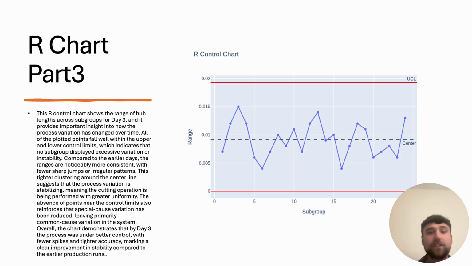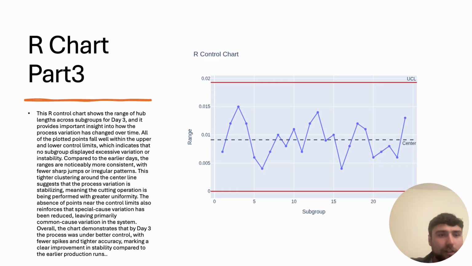So moving on from part 2, this is my R chart for part 3. The R control chart shows the range of hub lengths across subgroups for day 3, and it provides important insight into how the process variation has changed over time. All of the plotted points fall well within the upper and lower control limits, which indicates that no subgroup displayed excessive variation or instability compared to the earlier days. The ranges are noticeably more consistent with fewer sharp jumps or irregular patterns.